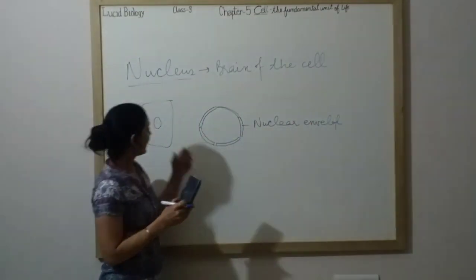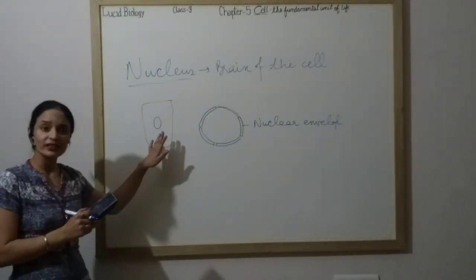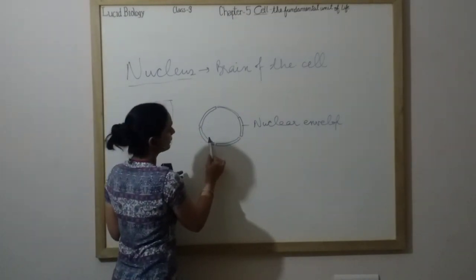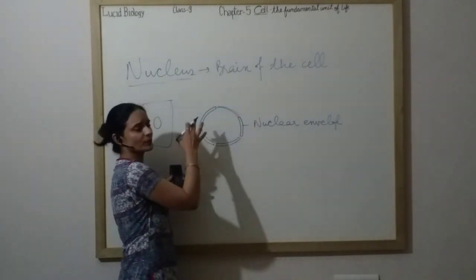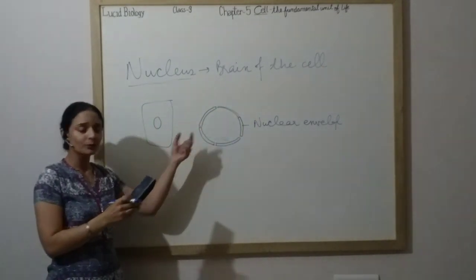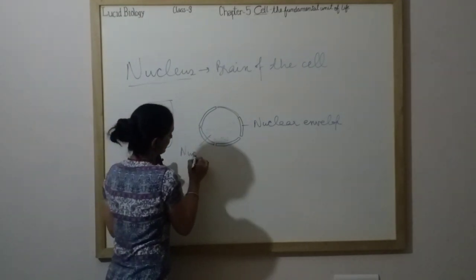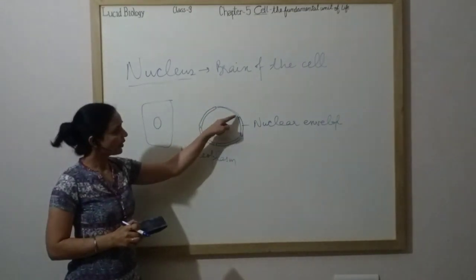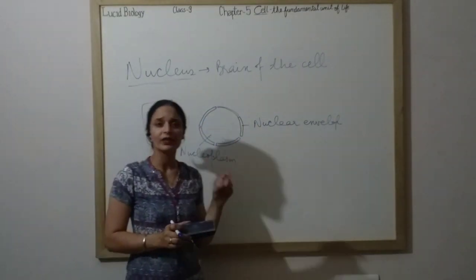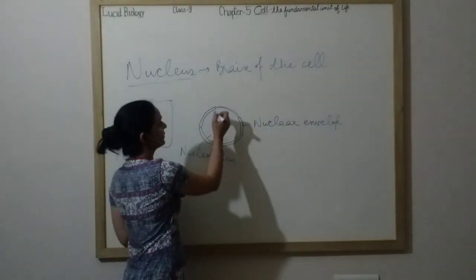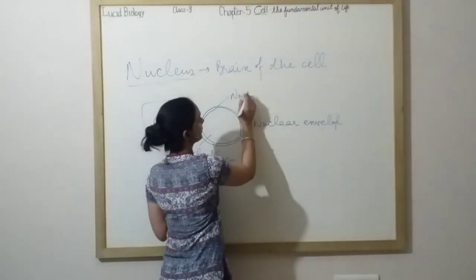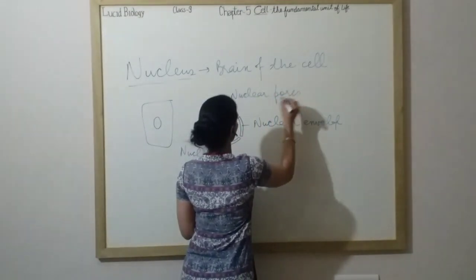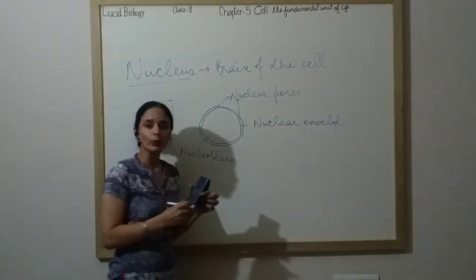Now, as inside the cell there is a jelly-like substance called cytoplasm, similarly in the nucleus there is a jelly-like substance called nucleoplasm. Whatever jelly-like substance is inside the nuclear envelope is called nucleoplasm, same as cytoplasm. And you see, here I have shown gaps. In the nuclear envelope there are gaps. These gaps are called nuclear pores.